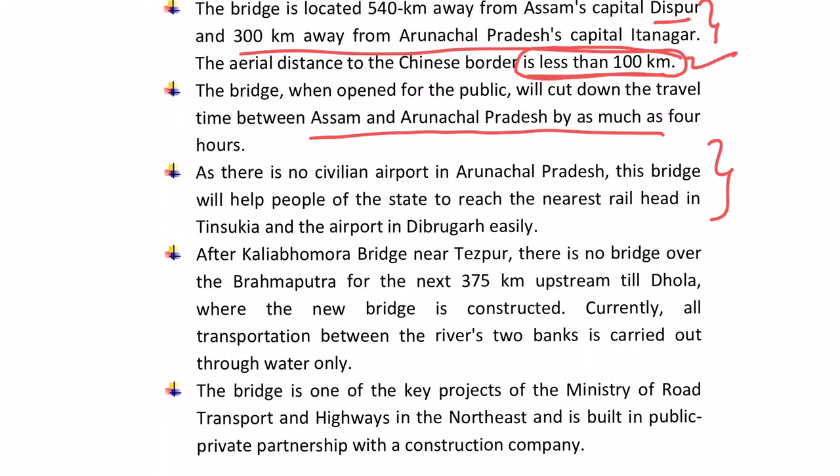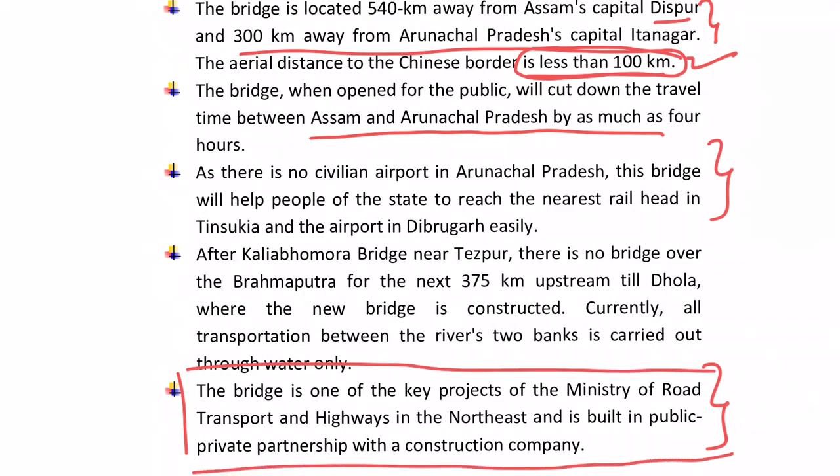So the bridge is one of the key projects of Ministry of Road Transport and Highways in the Northeast and is built in public-private partnership with a construction company. The last one is important. As it is closer to the border, don't think that it was part of Border Roads Organization. It was actually under Ministry of Road Transport and Highways in the Northeast. So guys, this is very, very important for us to study. High possibility you may get a question about this.